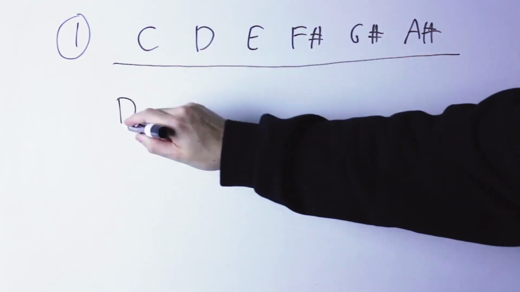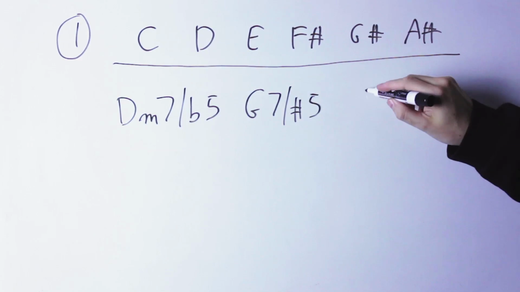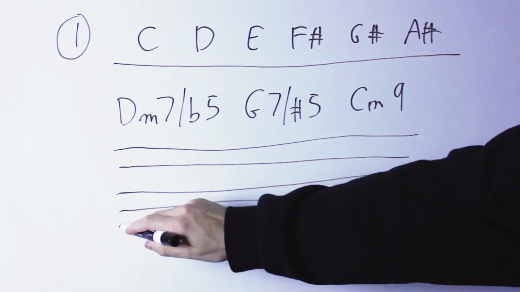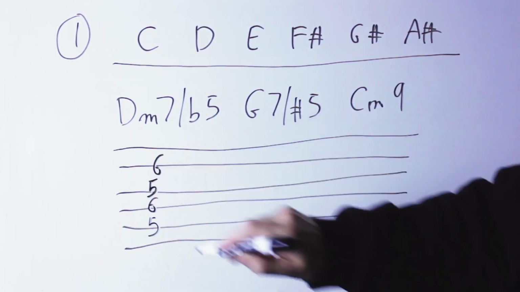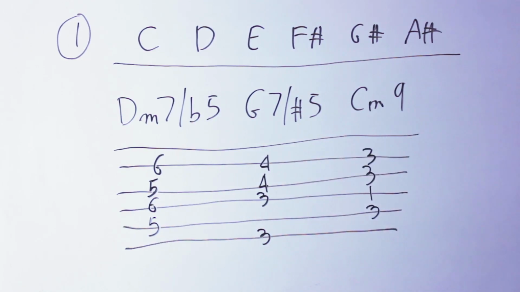One interesting use for this scale is for chord substitution. Let's say you have a fairly standard chord progression in C minor, like D minor 7 flat 5, G7 sharp 5, C minor 9.